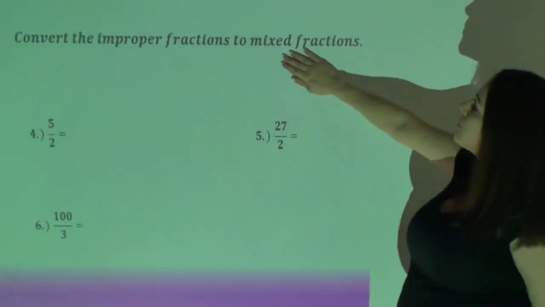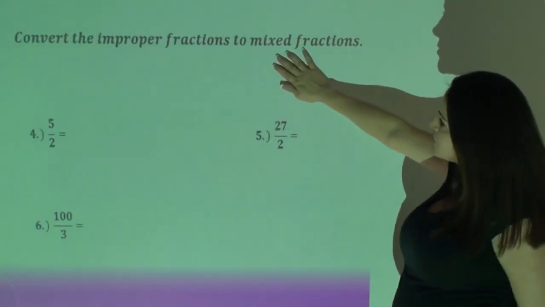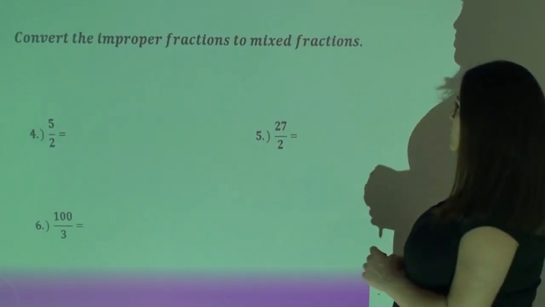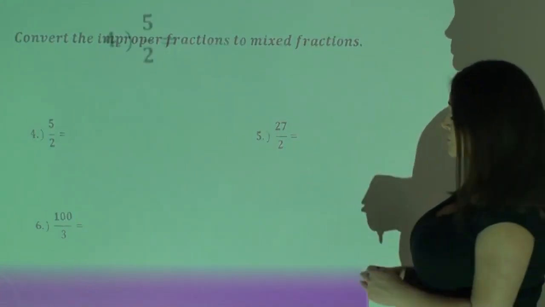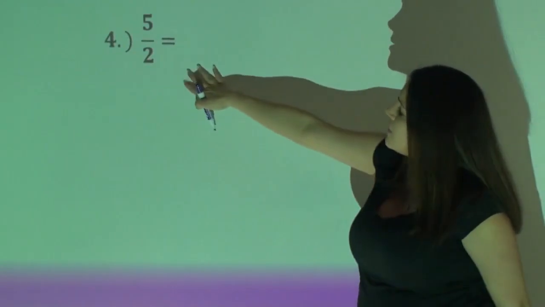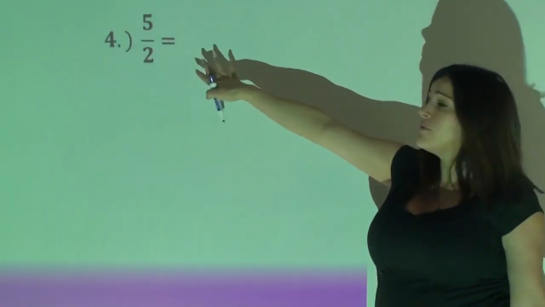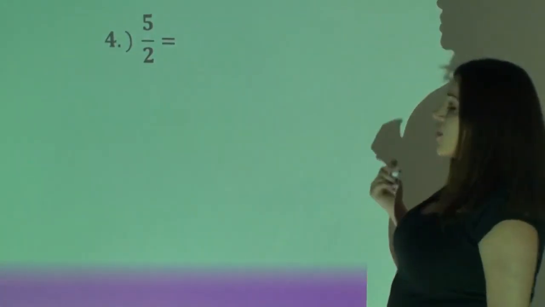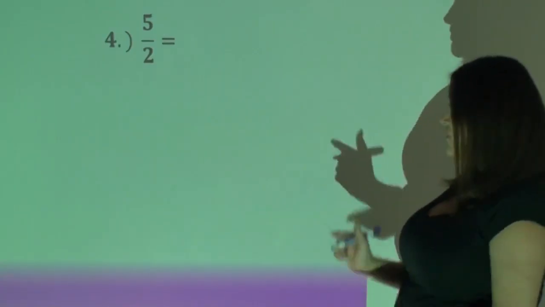Converting improper fractions to mixed fractions. So we're just going to be going the other way. Here we have question number 4, 5/2, or 5 halves. The way that we actually convert is using long division.